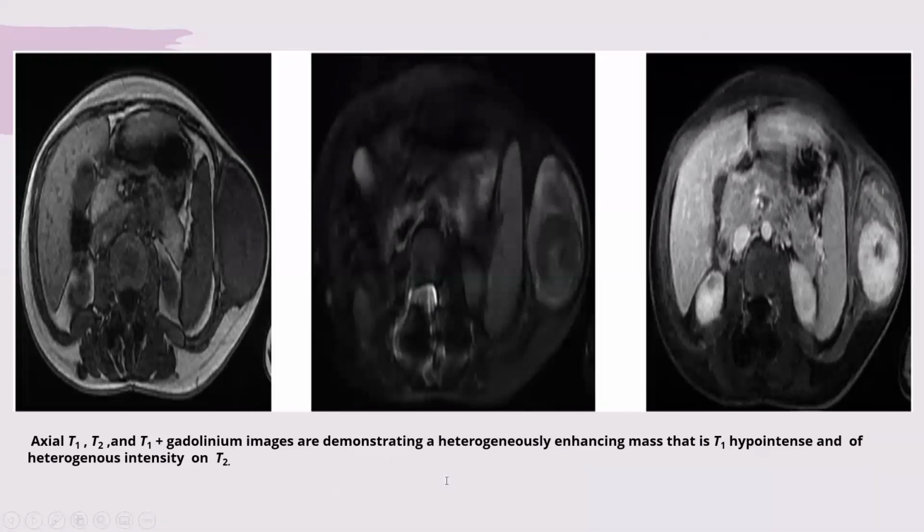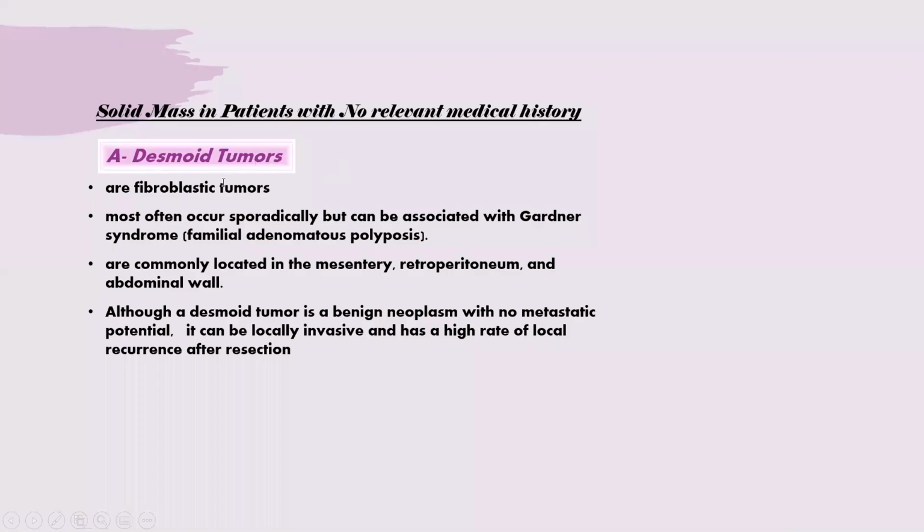Now we have solid masses in patients with no relevant medical history, which are desmoid tumors. Desmoid tumors are fibroblastic tumors that most often occur sporadically, but can be associated with Gardner syndrome, familial adenomatous polyposis. They are commonly located in the mesentery, retroperitoneum, and abdominal wall.